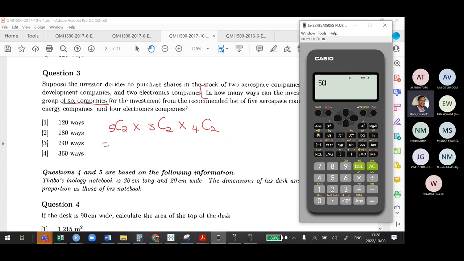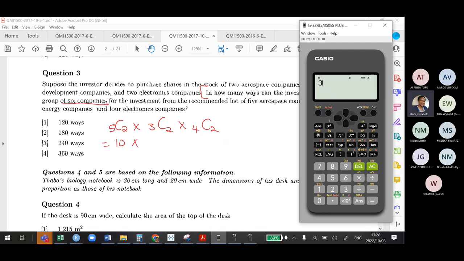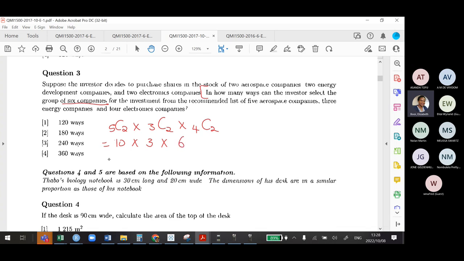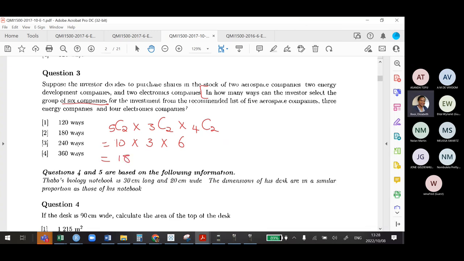Five combination two equals 10. Multiply by three combination two equals 3. And four combination two equals 6. And when you multiply that, 10 times 3 times 6 equals 180 ways, which is option 2. Because if it was permutation, it would have given us 1,140. So that's how you will answer some of the questions.